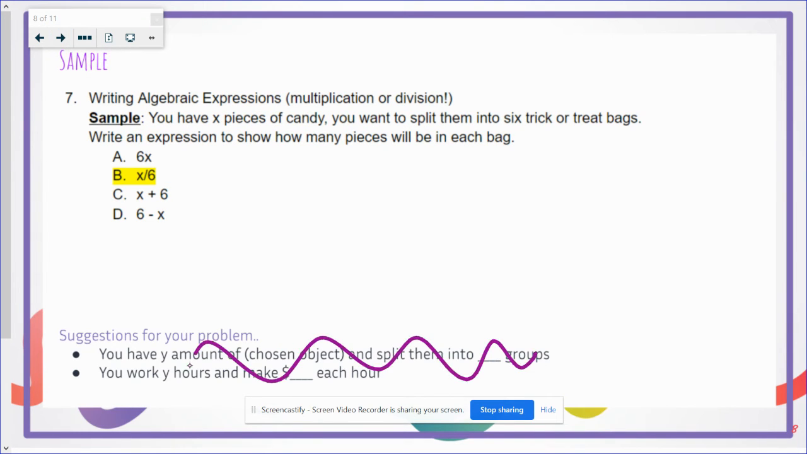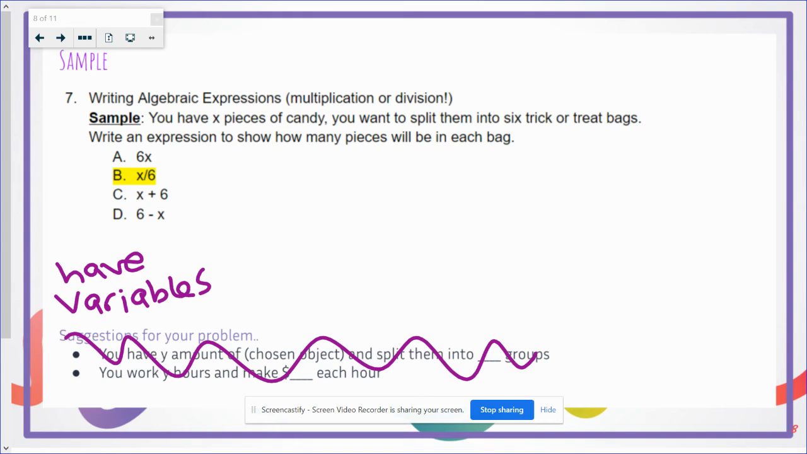All right, now let's talk about algebraic expressions, writing them. Algebraic expressions are just like numerical expressions. They do not have an equal sign, but they do have variables. So that is what is different. Algebraic expressions have variables.